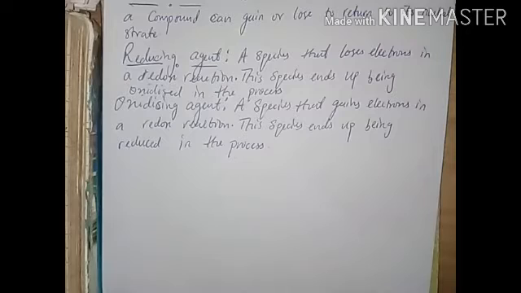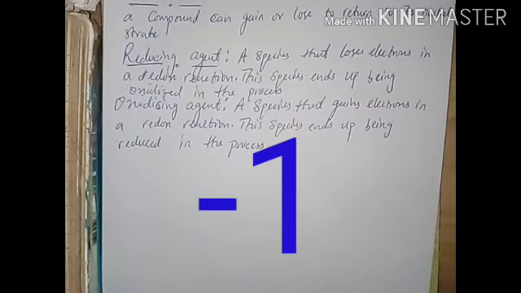Then we have the oxidation number of hydrogen. The oxidation number of hydrogen is always +1 for non-metals. That should be for covalent compounds, but with non-covalent compounds like ionic compounds, hydrogen will have an oxidation number of -1.